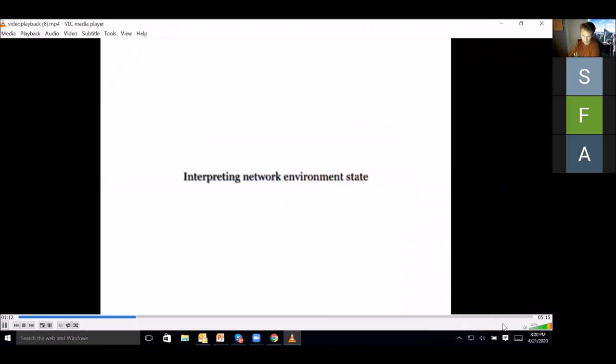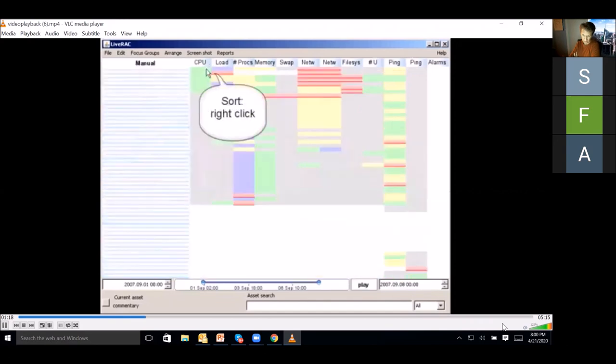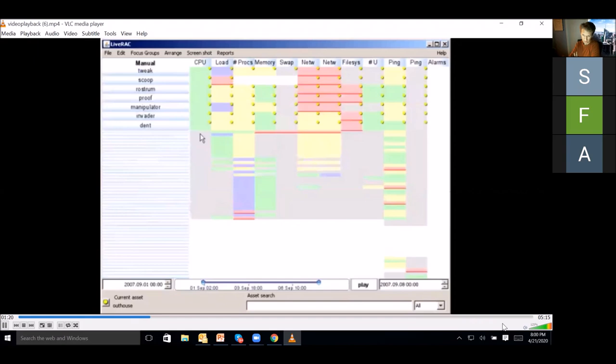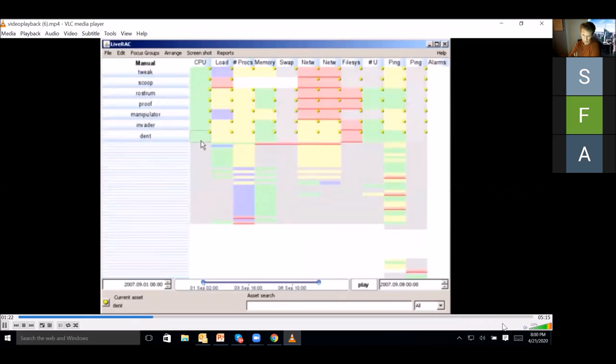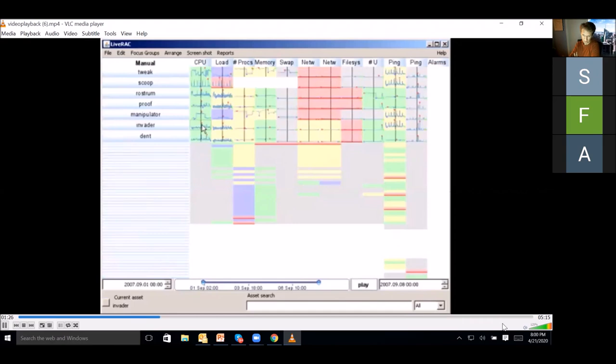Interpreting network environment state. I'm acting in the role of a network administrator, interested in looking at CPU utilization of the top few offenders. I begin by sorting the CPU column and then performing a stretch operation on the top few rows to obtain more detailed trend information. The sparklines show trend data for one week.